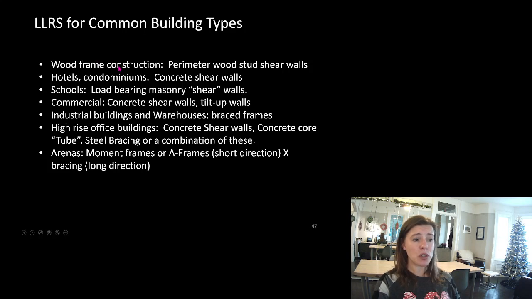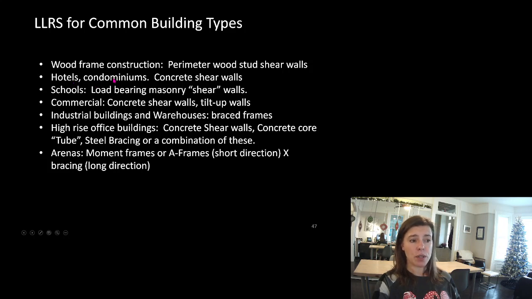So wood frame construction: perimeter wood shear walls. I'm talking about residential construction here, or dimensional lumber, or our normal 2x construction type. Perimeter wood shear walls are the norm. Sometimes we might have a steel brace, sometimes we might use a concrete core, but most of the time it is going to be a wood stud shear wall.